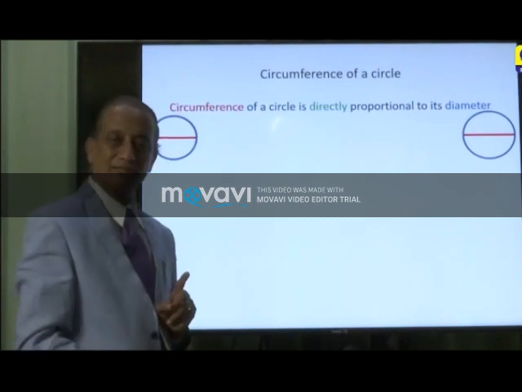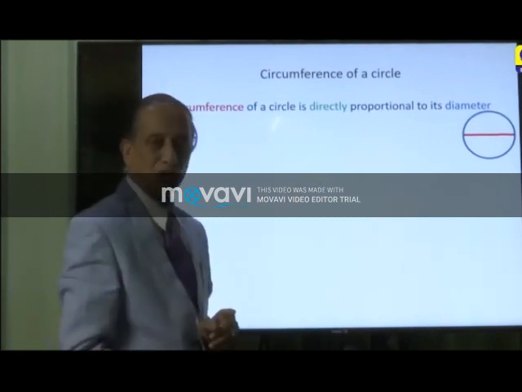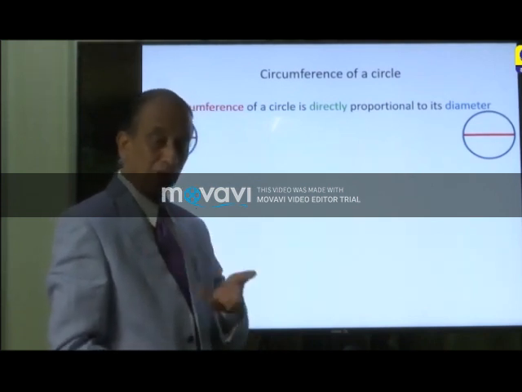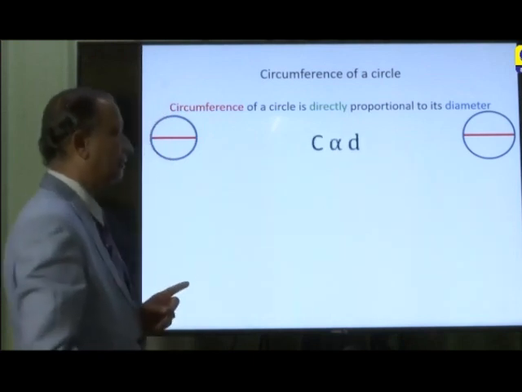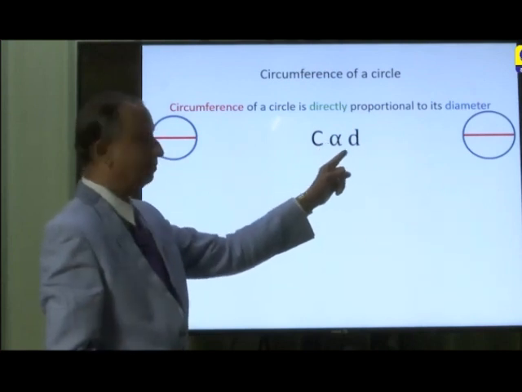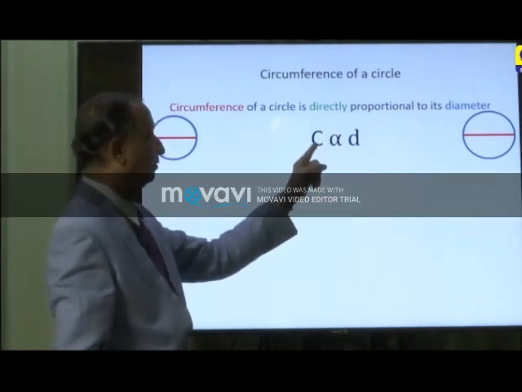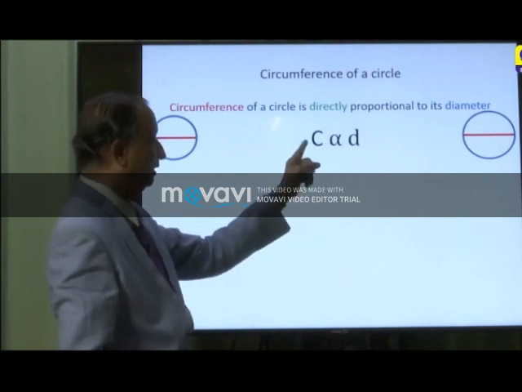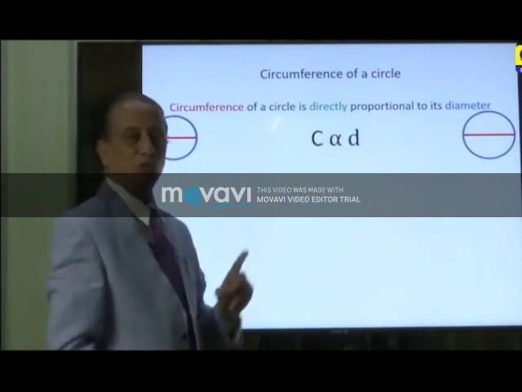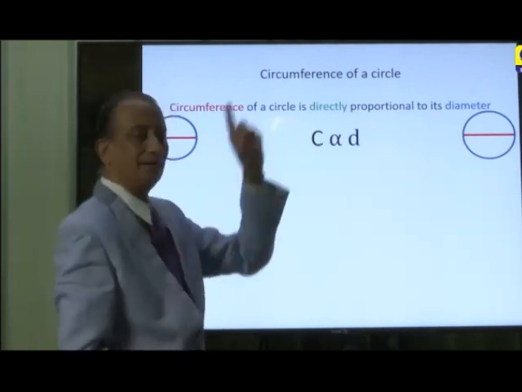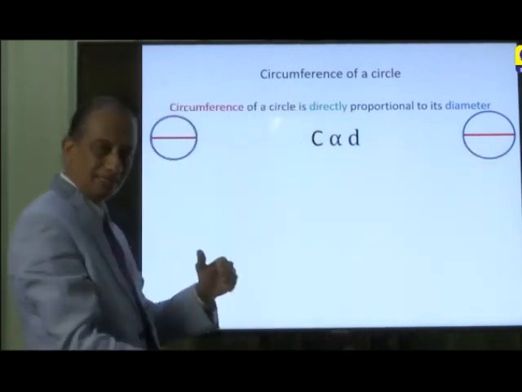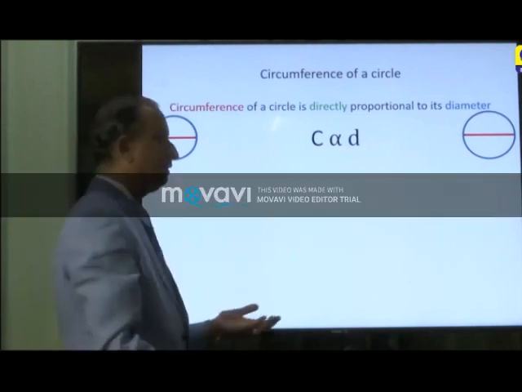So the circumference of a circle is directly proportional to its diameter. What do you mean by this statement? Direct proportion. Let us try to understand this. Symbolically we write this as C ∝ D. This is alpha from Greek, and it should be read as proportional. Here both of them are in the numerator, therefore you must read it as C directly proportional to D. In other words, as the diameter increases, the circumference also increases, and as the diameter decreases, the circumference also decreases.